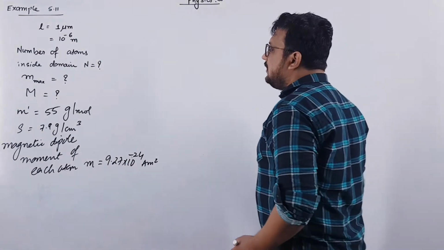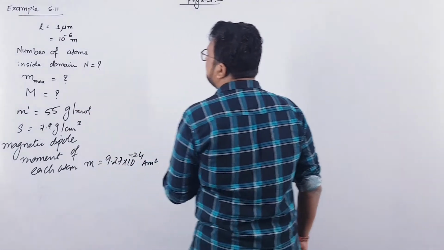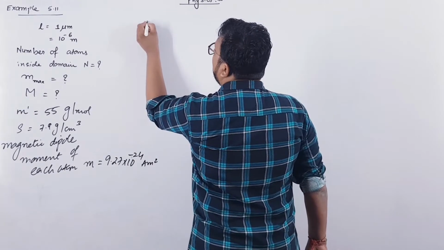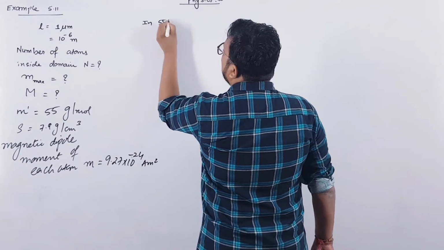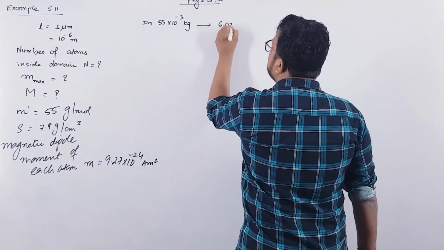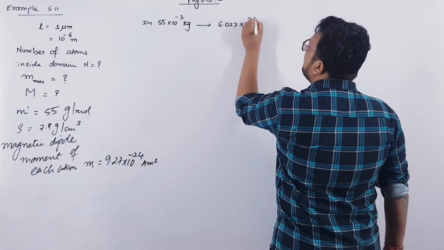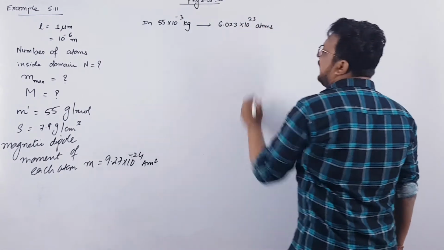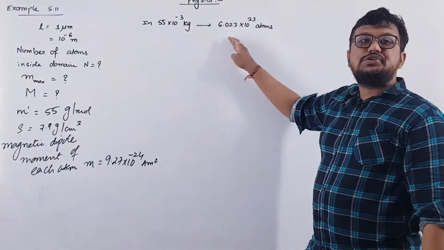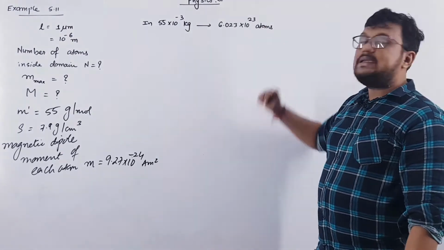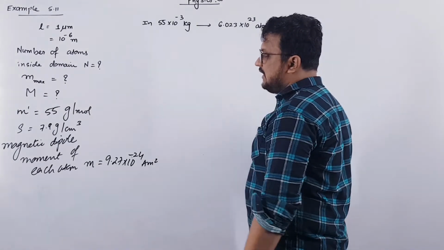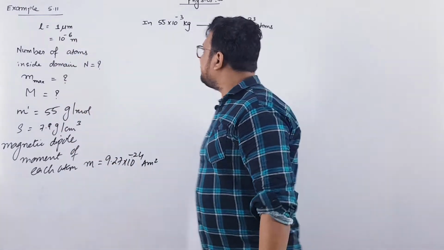How to find number of atoms? Look, this is 55 gram per mole. So you can say that in 55 into 10 to the power minus 3 kg, there will be 6.023 into 10 raised to 23 atoms, Avogadro's number. Now total mass is left, density is given, length is given.